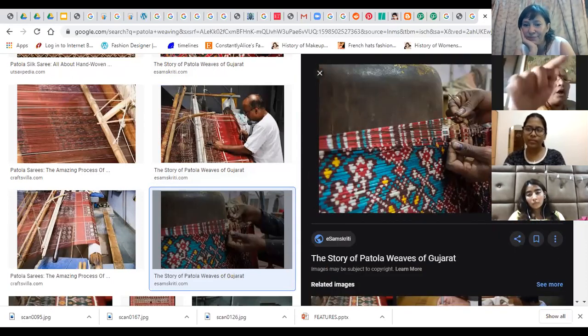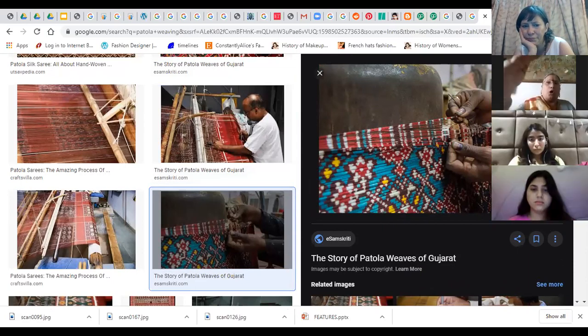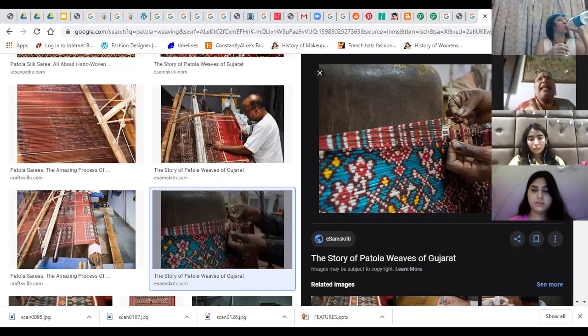Now this is what it will come out to be. And then the warp will be either in single color or double color. When the warp is in single color or double color, it's very easy to weave. So it will take about 2 months to create a weft patola. One sari, 2 months. This particular kind, the turquoise one, is the single patola or a weft patola.